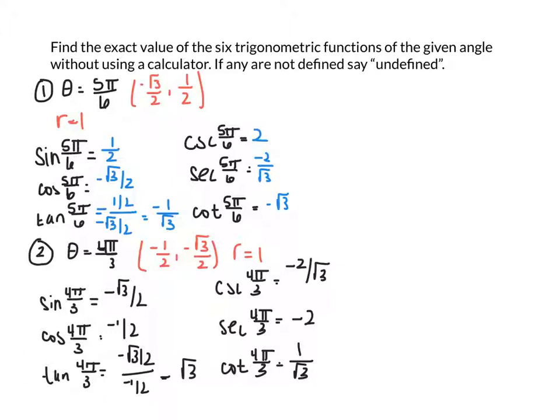Cosine of 4 pi over 3 is negative 1/2. Tangent of 4 pi over 3 is root 3. Cotangent of 4 pi over 3 is 1 over root 3. Secant of 4 pi over 3 is negative 2. And cosecant of 4 pi over 3 is negative 2 over root 3.